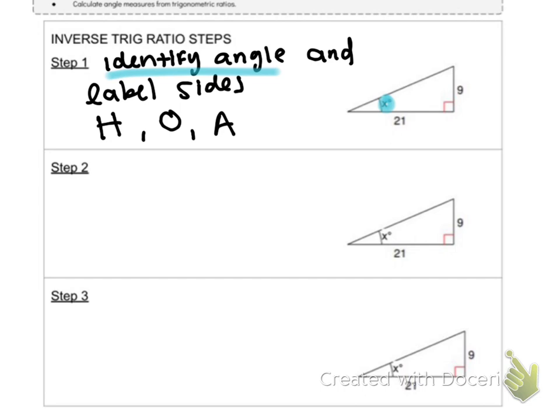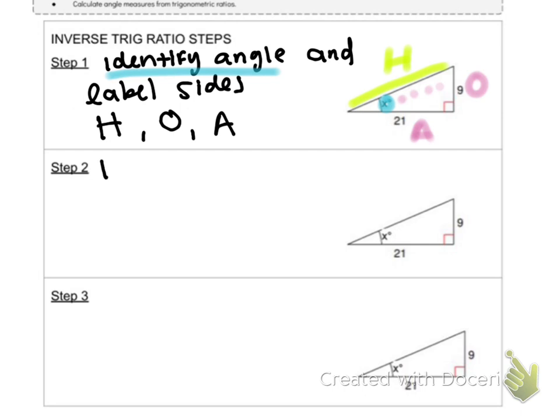The first side is the hypotenuse. The hypotenuse is the one right across the 90. Remember, opposite means in front of. So what side is in front of that x? Well, the 9. And adjacent means right next to. The two sides next to that x are this side right here and that 21. Well, this side's already taken by the H, so this one right here is going to be your adjacent.